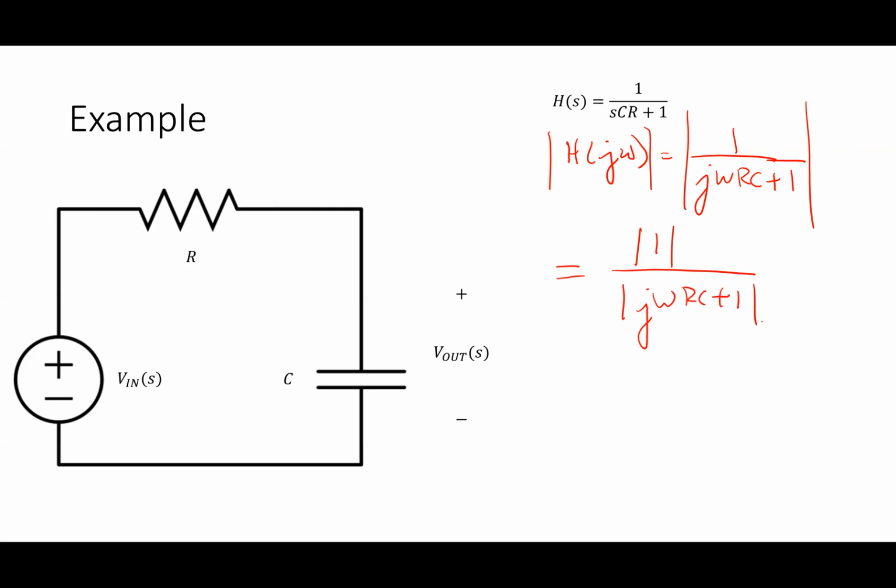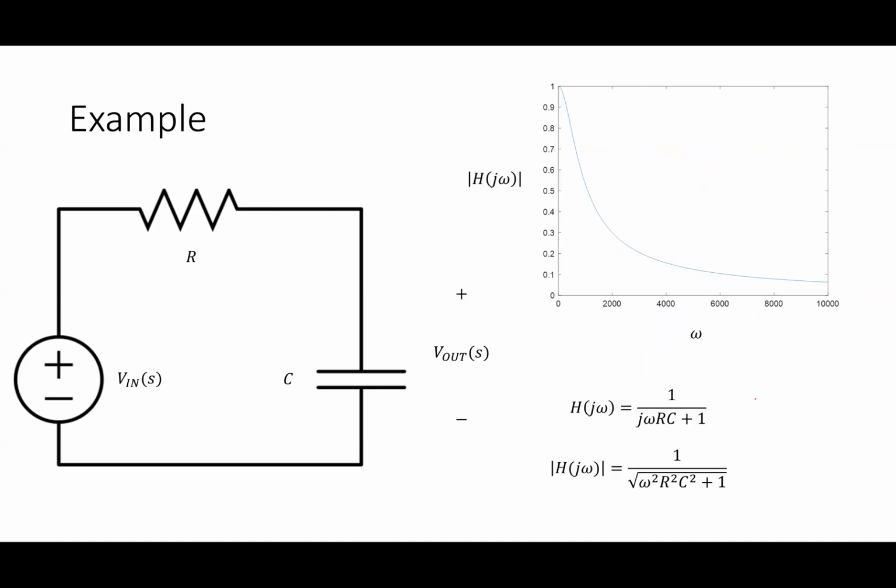All right. What's the magnitude of 1? Well, it's just 1. What's the magnitude of the bottom? How would I write that? Square root of real part squared plus imaginary part squared. What's the real part? The real part's 1, right? And the imaginary part's just omega RC, right? So it's the square root of 1 plus omega squared R squared C squared. Okay. And if I plotted that, it looks like this.